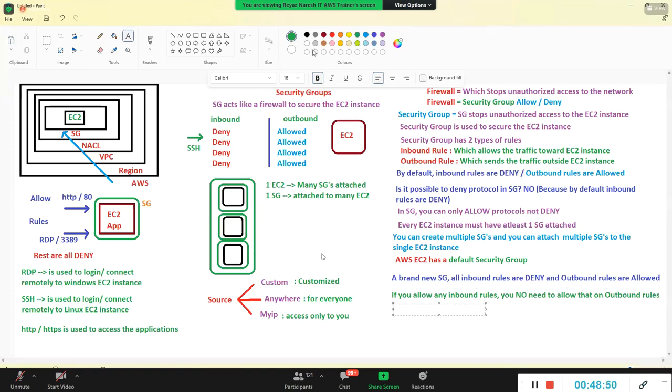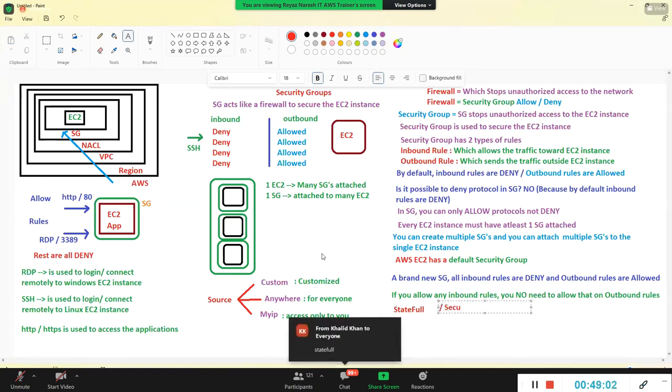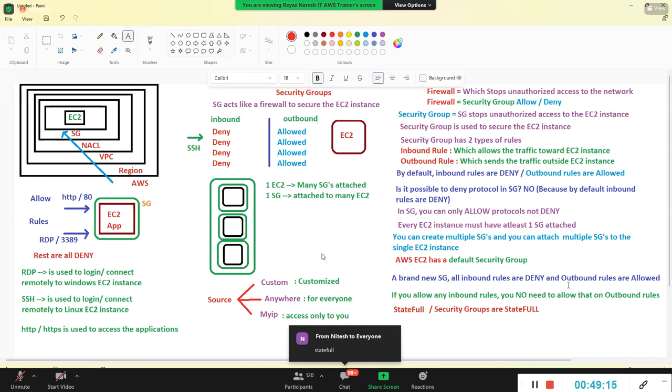And that is what we call stateful. Security groups are stateful. Do you understand the meaning of stateful? Stateful means if you allow any inbound rules, you no need to allow that on outbound rules. And what is that called? Stateful.